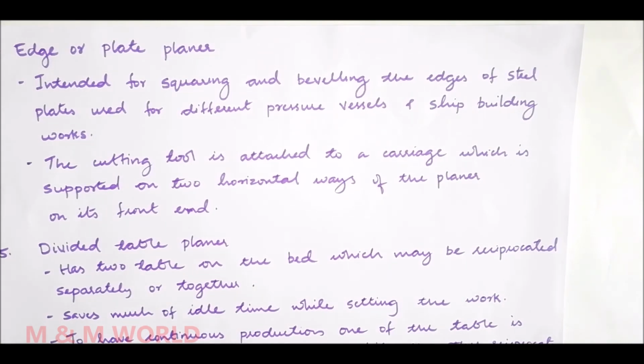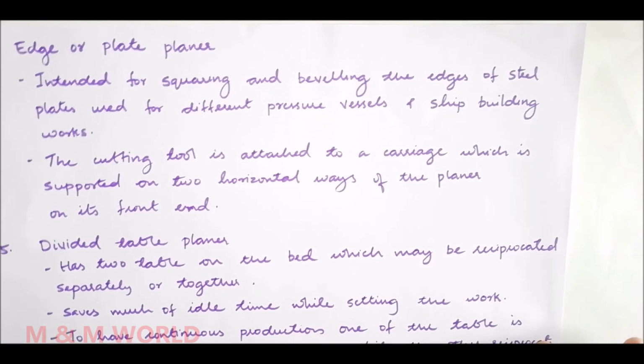Now the fourth one is edge or plate planer. This edge or plate planer is intended for squaring and beveling the edges of steel plates used for different pressure vessels and shipbuilding works. The cutting tool is attached to a carriage which is supported on two horizontal ways of the planer on its front end, and the operator can stand on a platform extending from the carriage. The carriage holding the tool reciprocates past the edge of the plate. So this is all about edge or plate planer.